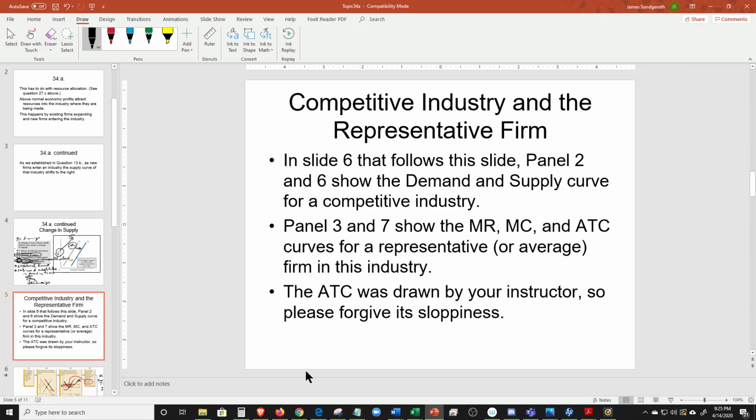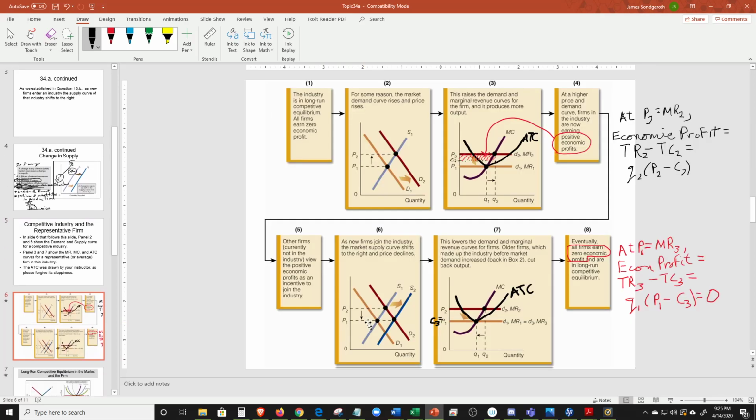Competitive industry and the representative firm. I thought I'd put this in because I did have it in the question. So in the slides that follow, panel 2 and 6 show the demand and supply curve for the competitive industry. Let's jump down and take a look. So there you go. Here is panel 2, and here's panel 6.